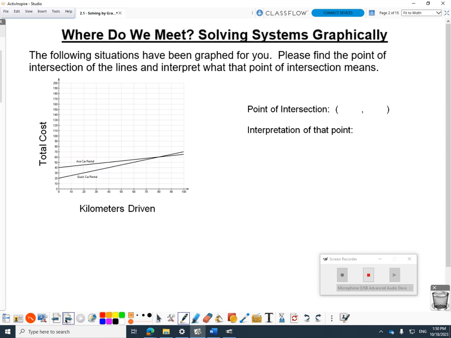Okay, same thing. I just moved the title over. Point of intersection. Can you see it? Right there. Whoa.